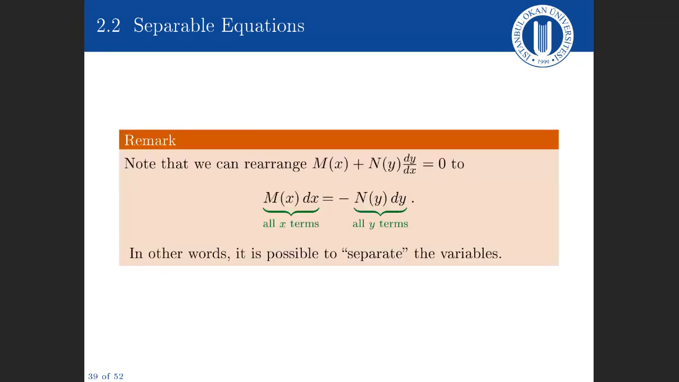It's called separable because we can rearrange m of x plus n of y dy/dx equal to 0 to m of x dx is equal to minus n of y dy. It's possible to rearrange our equation so that all of the x terms are on one side of the equal sign and all of the y terms are on the other side of the equal sign. In other words, it's possible to separate the variables with an equal sign.